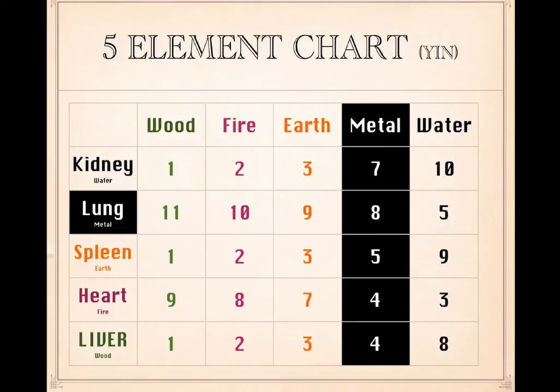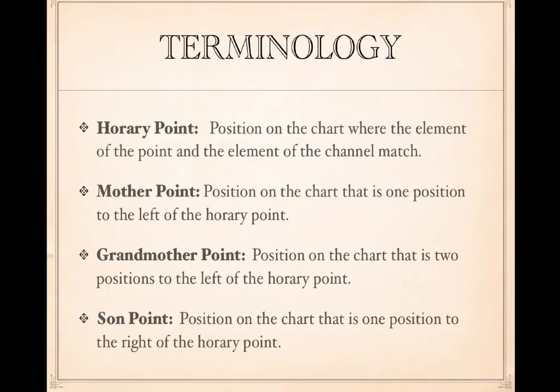And the other thing you'll notice is that all the points are color-coded by what element they represent or which element category they fall under. So the wood points are all green, the fire points are all red, the earth points are orange, the metal points are white, and the water points are black. This is going to make it very, very easy for you to grasp this concept quickly.